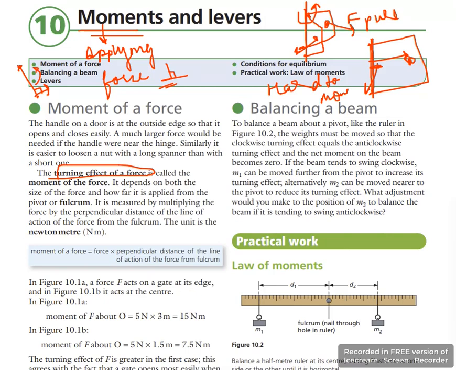So let's understand the basic thing, which is the handle of the door part. Here we already understand this line. So a much larger force would be needed if the handle were near the hinge. So if the handle were near the hinge, we have to apply a much larger force because the distance becomes too small. Okay, similarly it is easier to loosen a nut with a long spanner than with a short one.